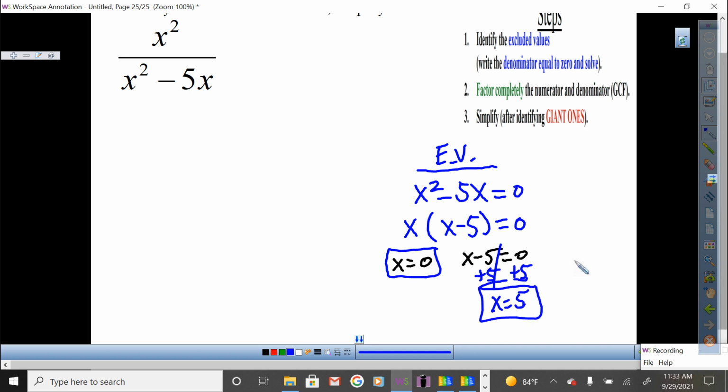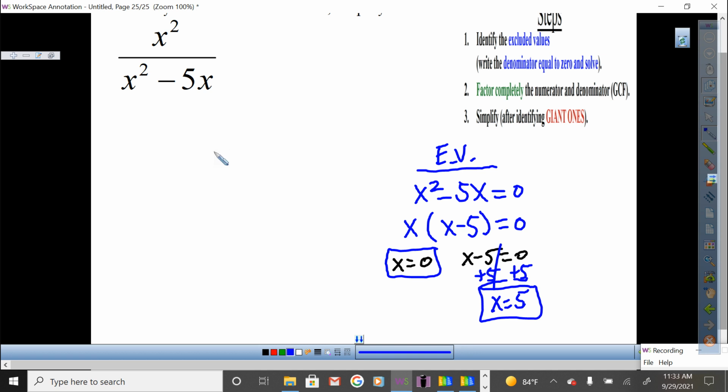I'm not going to check. We can do that mentally. Watch. If I substitute 0 in here, what is 0 squared? 0. What is negative 5 times 0? 0. So that is a 0. How about this one? What is 5 squared? 25. What is negative 5 times 5? Negative 25. Then that becomes 0.